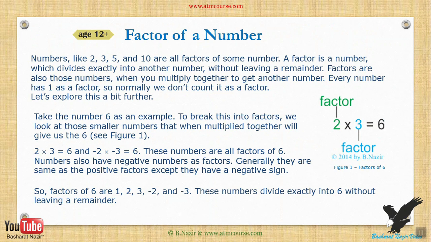Numbers also have negative numbers as factors. Generally, they are the same as the positive factors except they have a negative sign. So, factors of 6 are 1, 2, 3, minus 2, and minus 3. These numbers divide exactly into 6 without leaving a remainder.